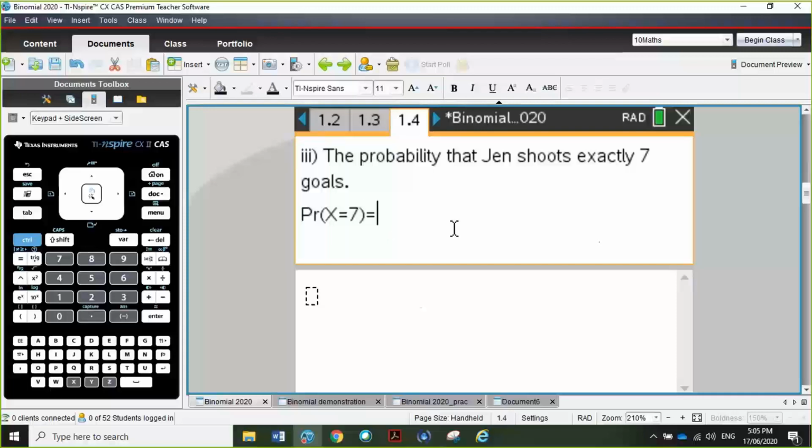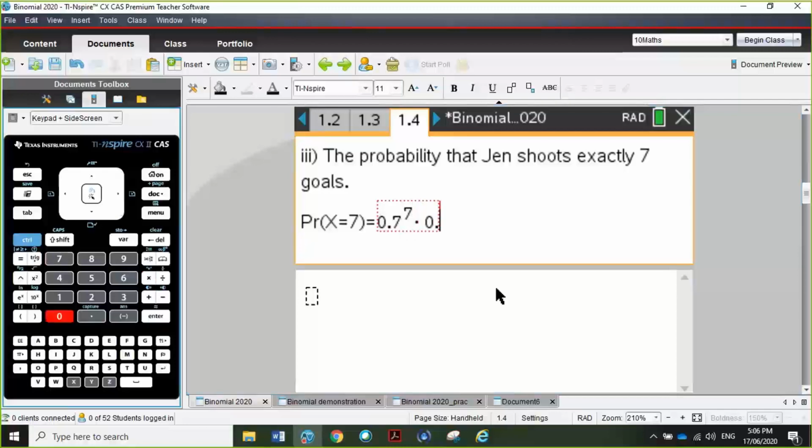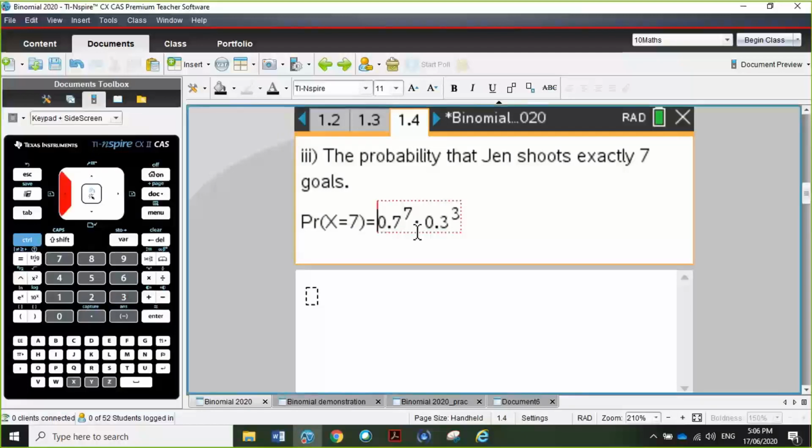If she gets 7 goals, then part of the calculation is absolutely going to involve seven successes. So 0.7 to the power of 7. And also, there will be 3 misses. So the probability that she misses is 0.3, and we have 3 of those. But how many ways can you score 7 times out of 10 attempts? That has to do with Pascal's triangle and combinations. So thankfully we have learned about combinations.